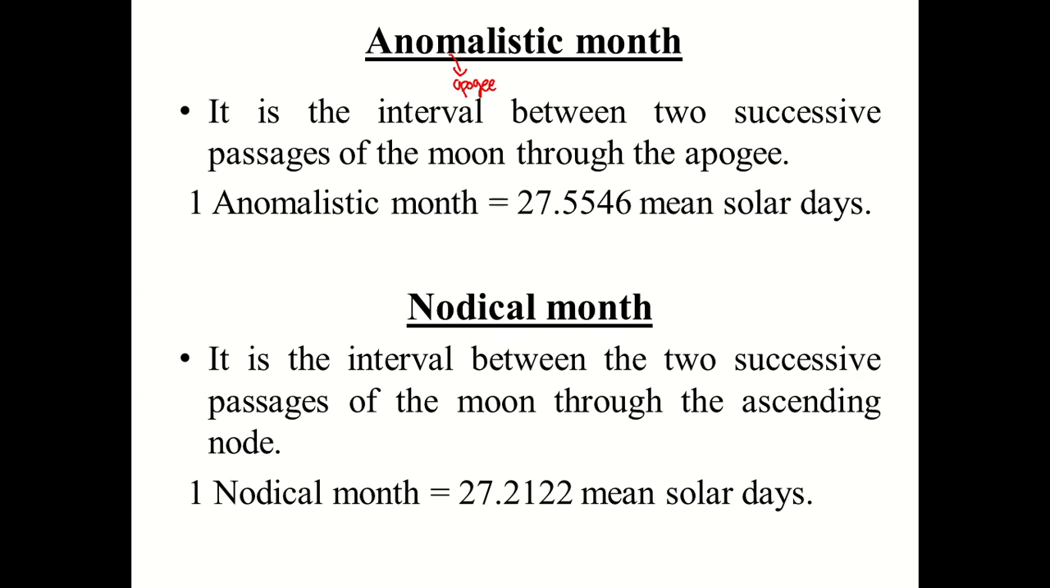One anomalistic month is given by 27.5546 mean solar days. And one more month is defined in such a way that it is based on the position of the moon at the ascending node. To understand the ascending node, let's consider this diagram.